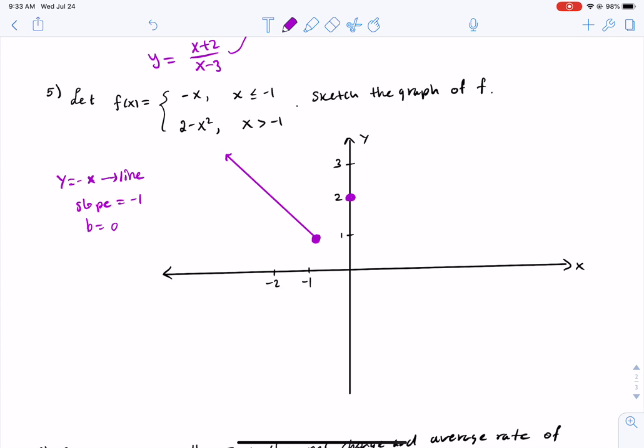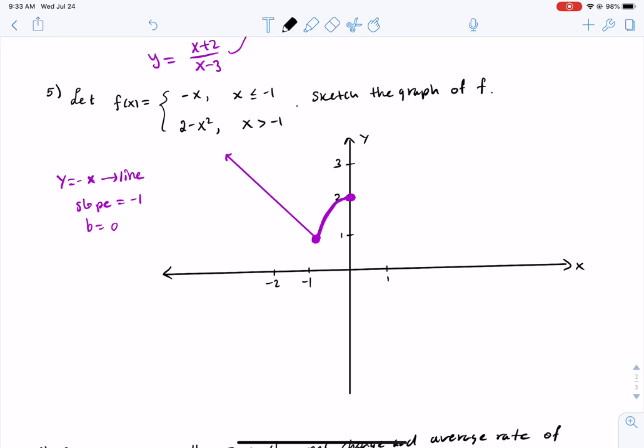What will be the value of the parabola at -1, when x equals -1? Positive 1. So it will pass through that point, right? So it will look like this. Do you see why it is facing down? Yeah, the -x².